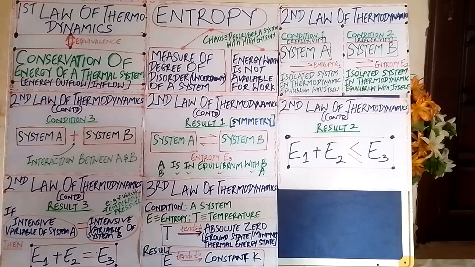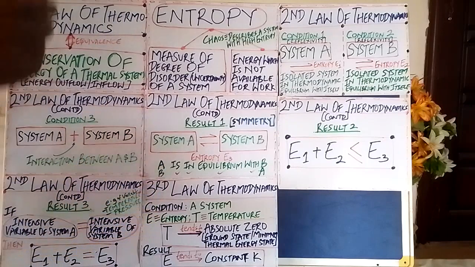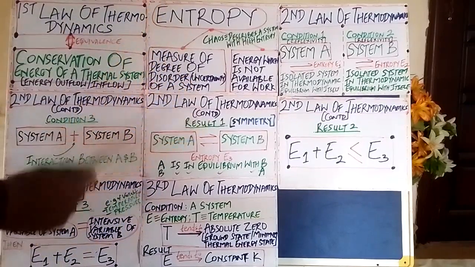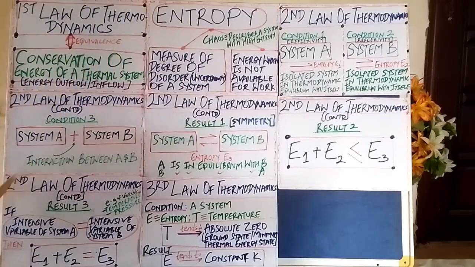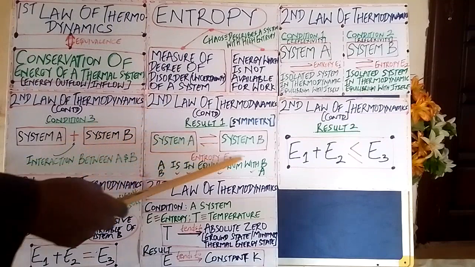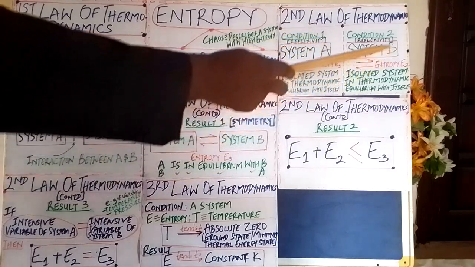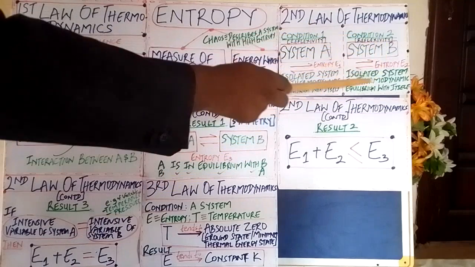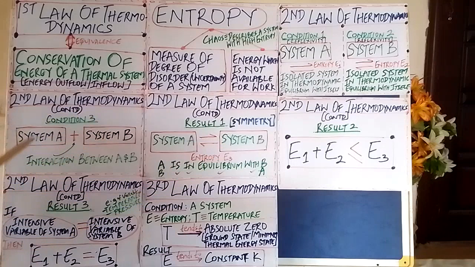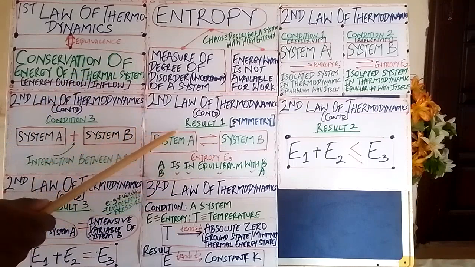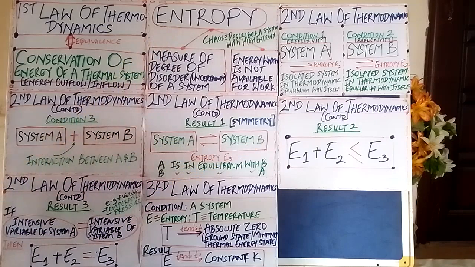Then we can now get the results of the second law of thermodynamics. We have up to 3 results with respect to the second law. The first one says that given condition 1, A is in equilibrium with itself, condition 2, B is in equilibrium with itself, and condition 3, A is interacting with B, then we can say comfortably that system A is actually in equilibrium with system B. That is the first result of the second law of thermodynamics.